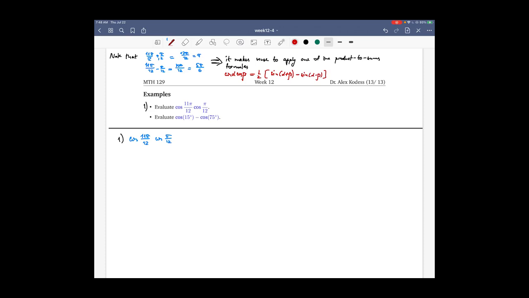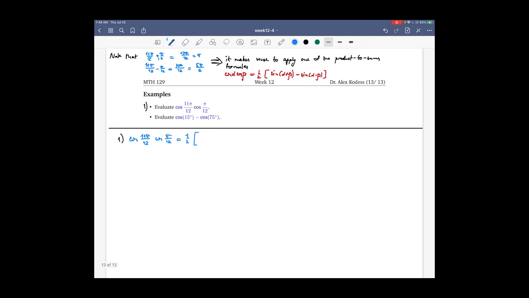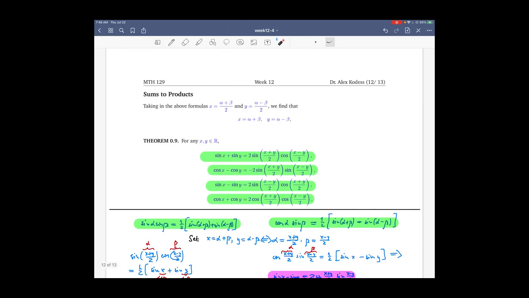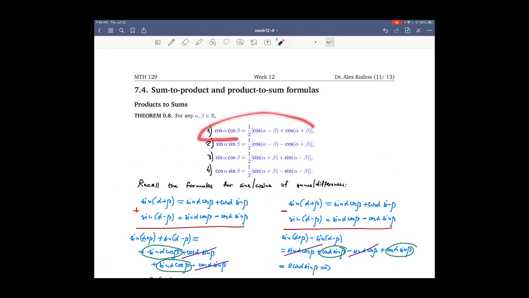All right, so if we apply this formula here, we will get 1/2 of a sum. Just to check again, we have here product of cosines. Excuse me, I copied the wrong formula. This is product of cosines here. So we need 1/2 sum of cosines.